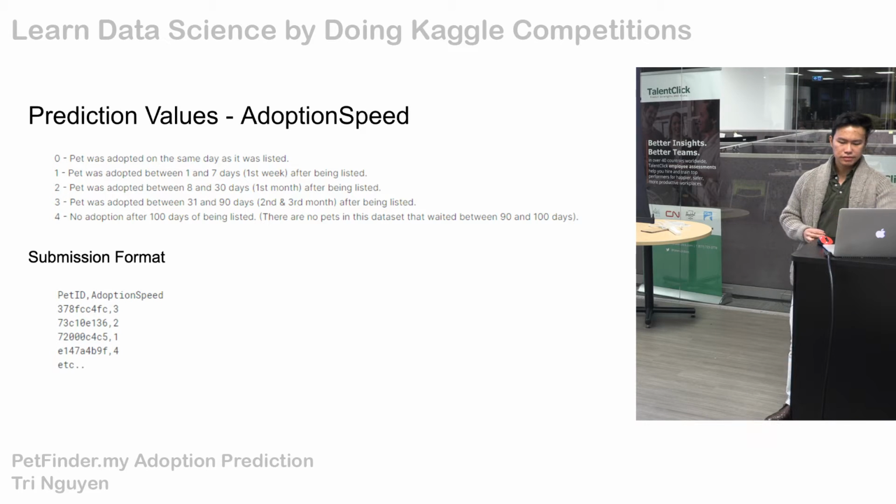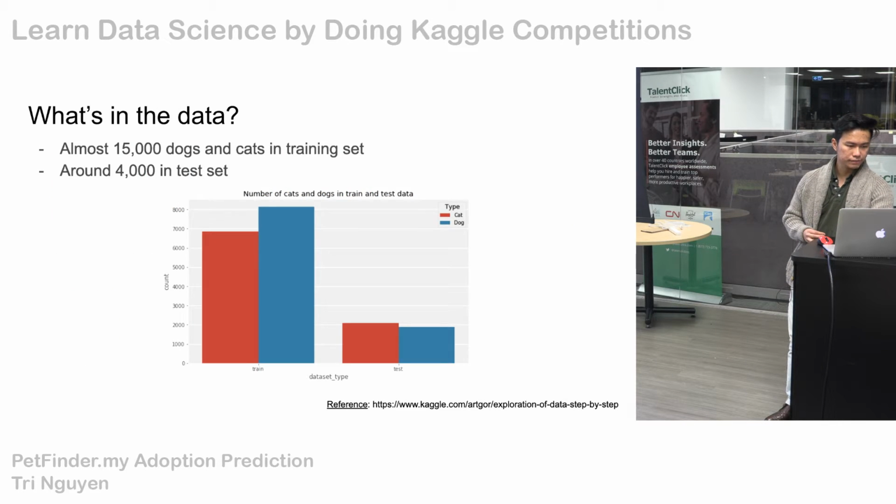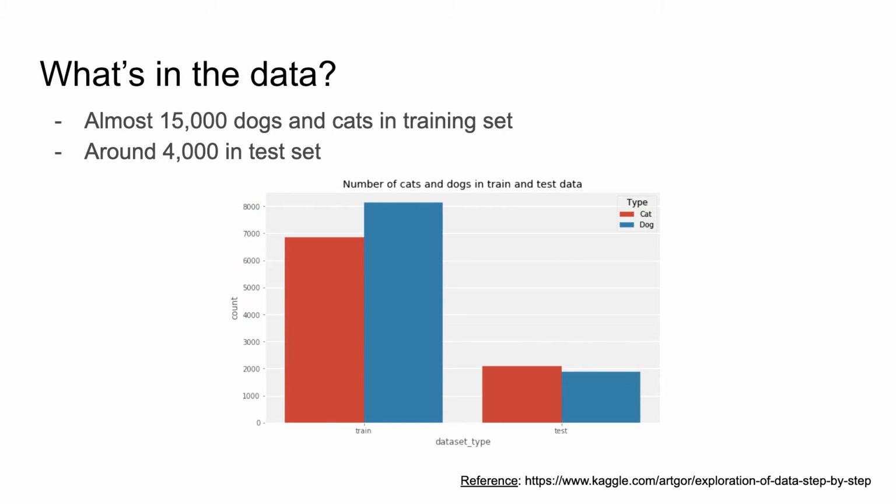So what's in the data? There are approximately 15,000 dogs and cats in the training set, and I noticed that there are more dogs than cats in the training data. But when it comes to the test set, there are only around 4,000, and the amount of dogs and cats is approximately the same. Why? I don't know. That's the question.